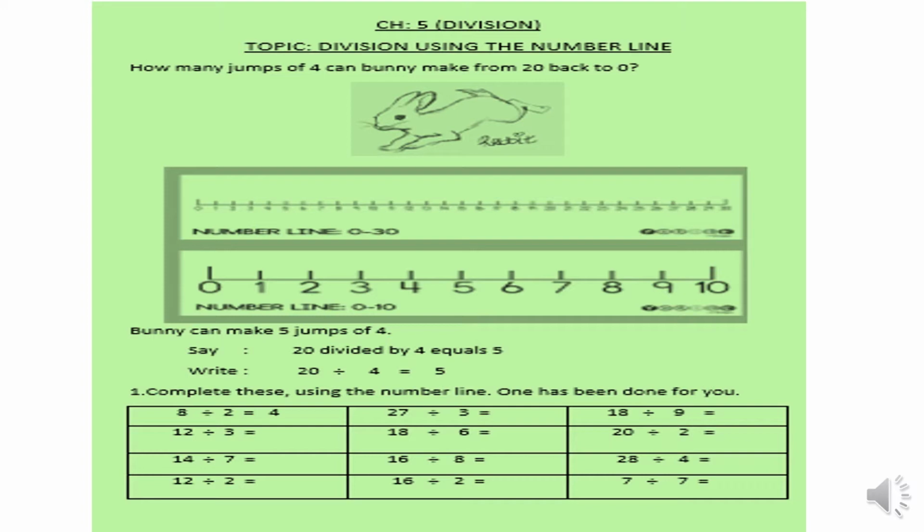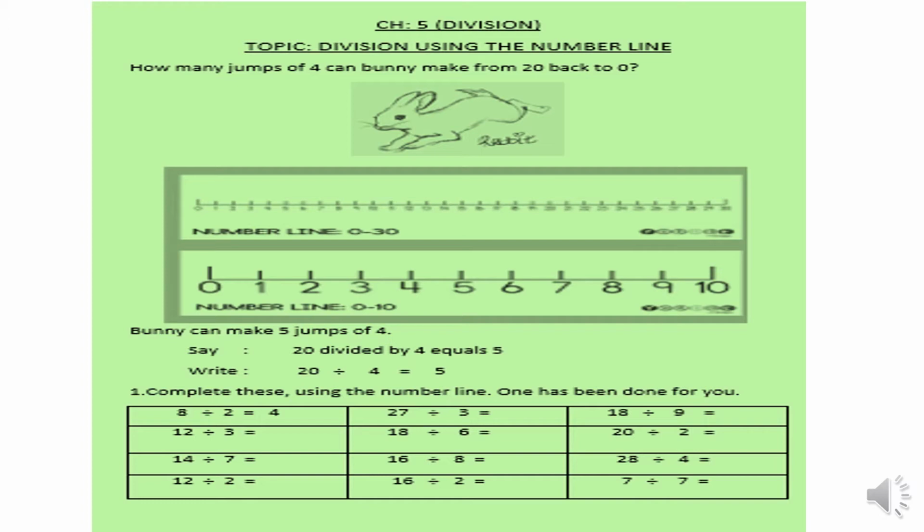Topic is division using the number line. Now you see there is a number line and the question is how many jumps of 4 can bunny make from 20 back to 0. The question is that a bunny or a rabbit, when it is on point 20, how many jumps of 4 can he make to reach back to 0.